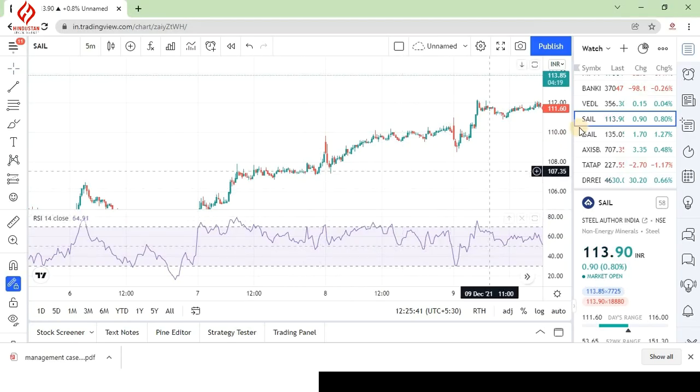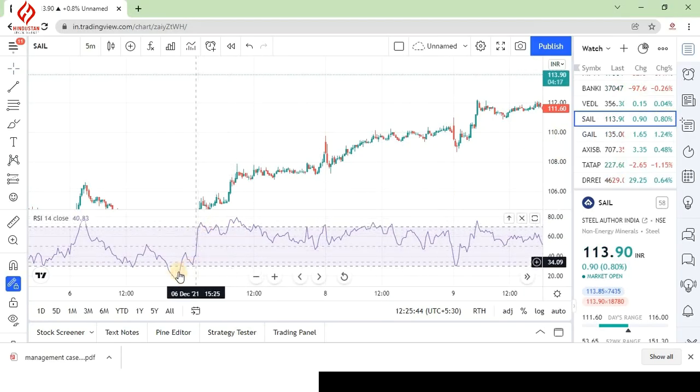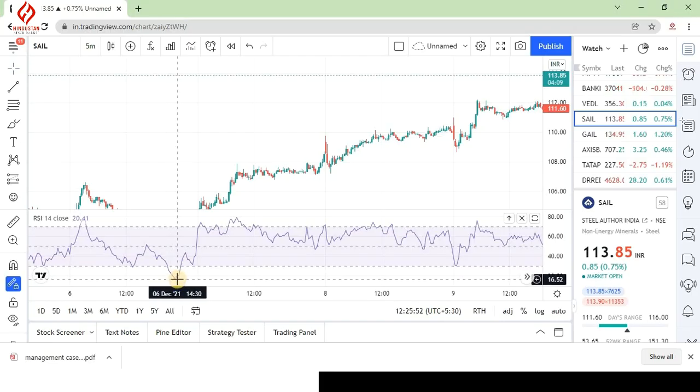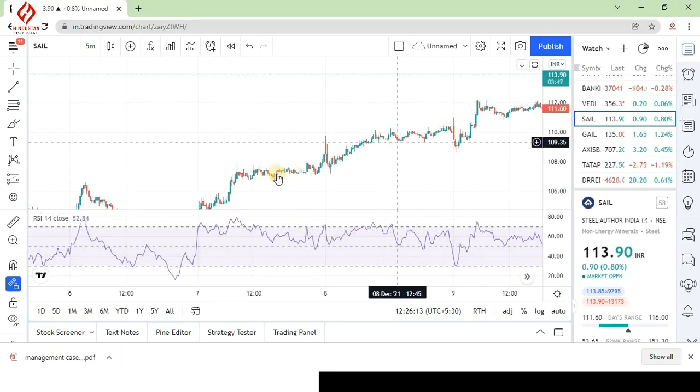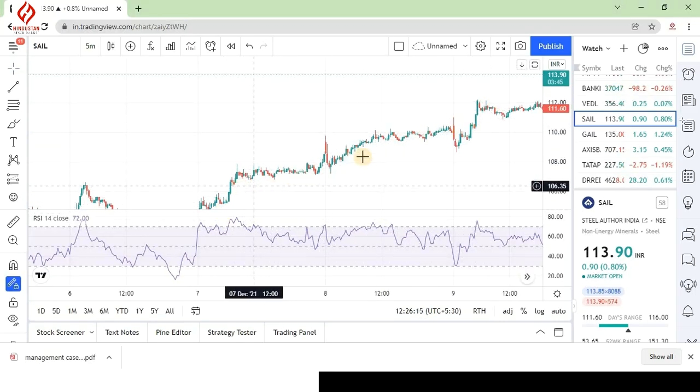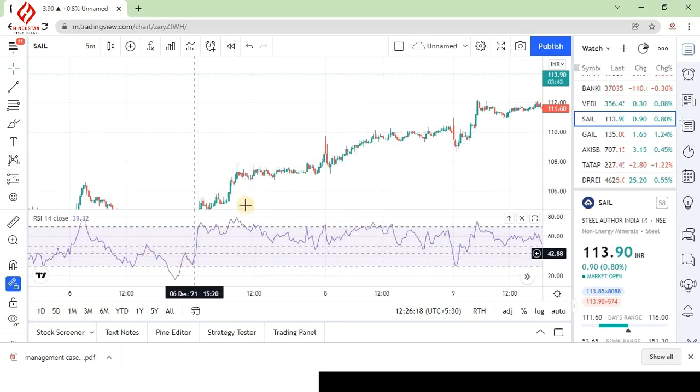Okay, so let's see. Here you can see the RSI line graph is below the 30 reference level. So it indicates oversold, right? The price has been undervalued, the stock has been undervalued, it has to increase. So when it goes above this level, then it is a buy signal. Here you can buy. See here, the stock price has increased, it is going up, right?